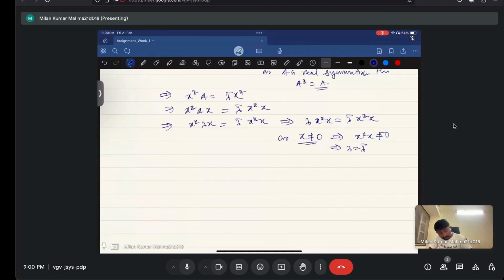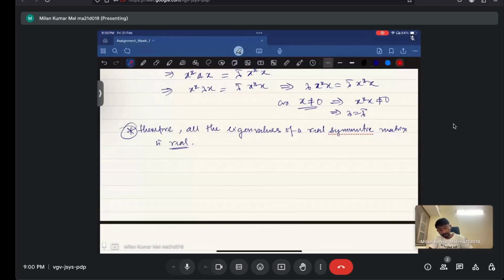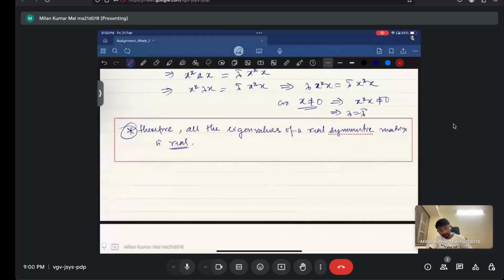Therefore all the eigenvalues of a real symmetric matrix are real. This is an interesting result. Okay, now I'll do one more problem and stop for today.